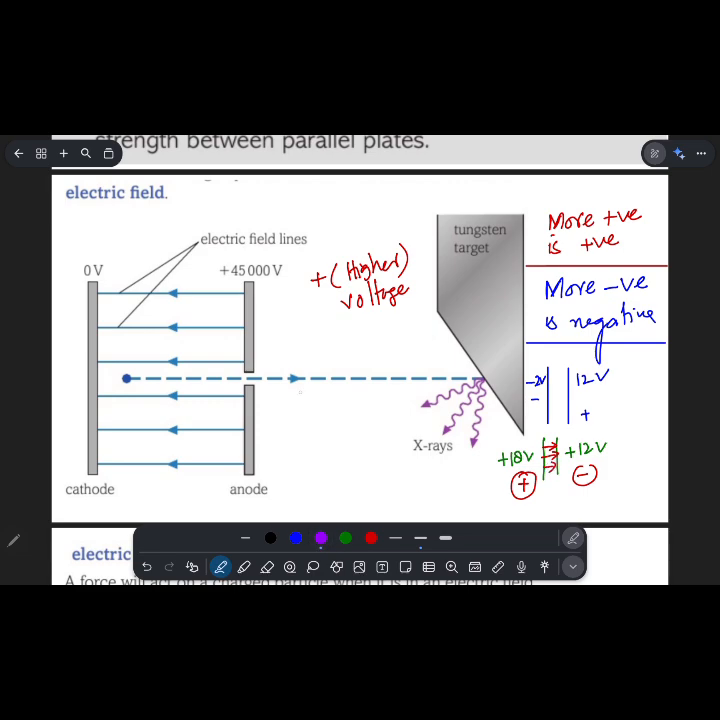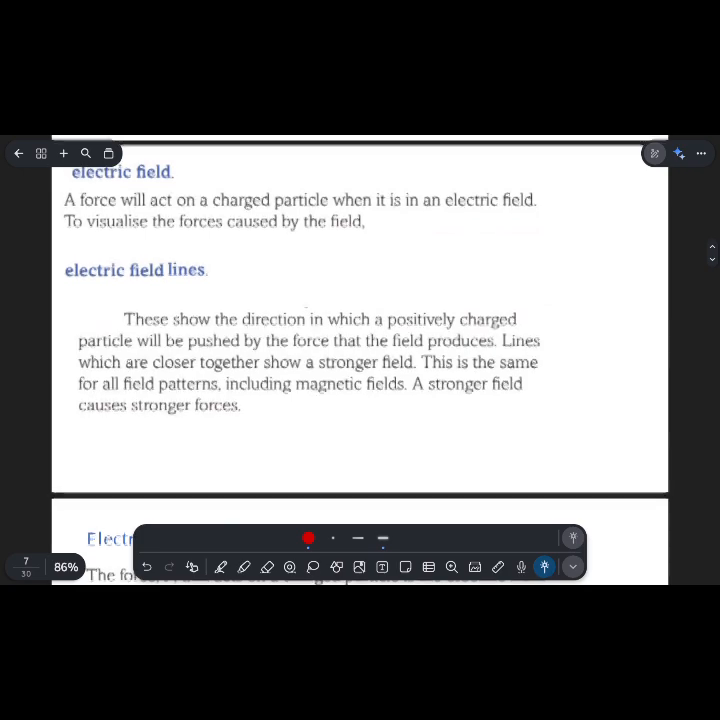Third, if I have two plates, let's say minus 10 volts and minus 12 volts. Minus 10 is less negative, minus 12 is more negative. So minus 10 will be considered positive and minus 12 will be considered negative. That is why the field lines will be directed from less negative to more negative, and here from more positive to less positive. So this is how the electric field lines are drawn.